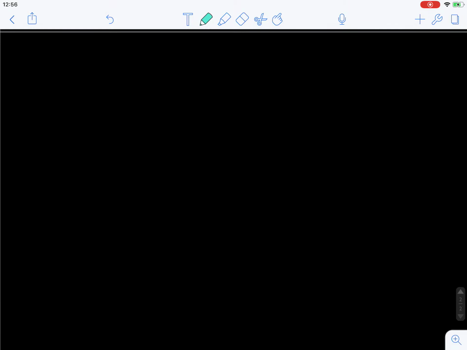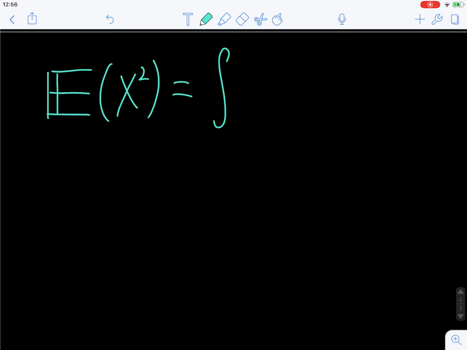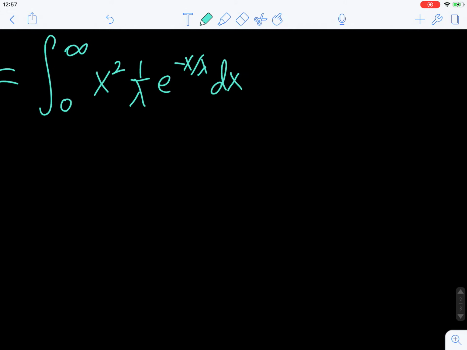And so all we need to do is find this one, the second moment, which is by definition the integral from 0 to infinity. Now this time instead of x, we have x squared. Okay, 1 over lambda e to the negative x over lambda dx. Okay, again, very similar to what we did in expectation, we're going to use integration by parts. This time we have this as our function that we're going to derive, and this as the function we're going to integrate, because remember this is a polynomial and this is an exponential.